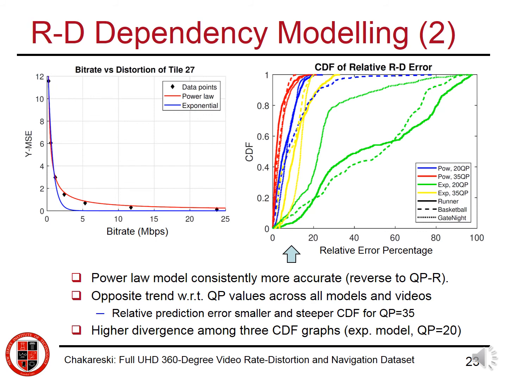And again, we also include a graph that shows the cumulative distribution function of the relative prediction error of both models for the two QP cases considered and the three sequences that we considered earlier. And we can see that now we observe a reverse behavior where the power law model is consistently more accurate. And similarly, we observe an opposite trend with respect to the QP values across all models and videos. That is, the relative prediction error exhibits smaller and steeper CDF functions for QP equal to 35. And finally, we observe higher divergence among the three graphs for the exponential model and QP equal to 20.